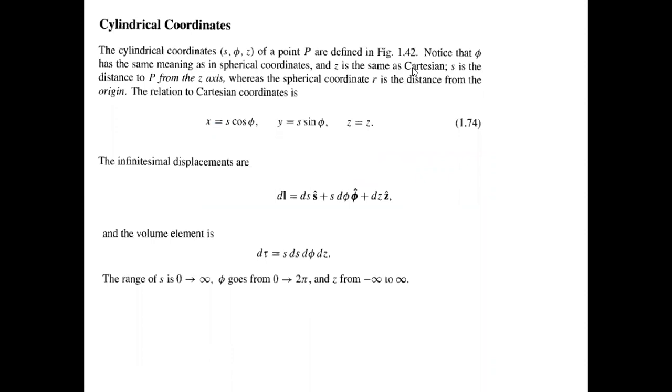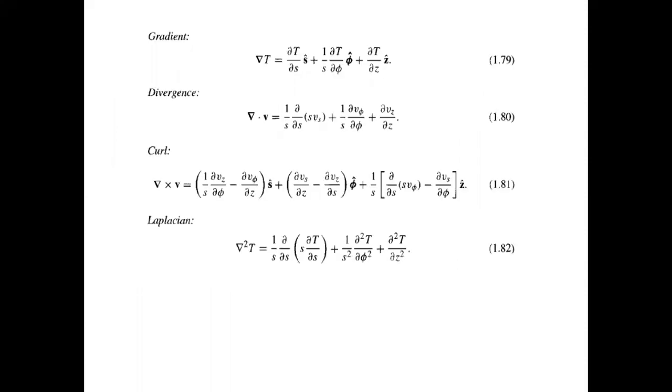Similarly, we can use cylindrical coordinates s, phi, and z. In this case, x, y, and z are given by this, and a small displacement is given, and a small volume element is also given here. The range of s is 0 to infinity, phi goes from 0 to 2 pi, and z from minus infinity to infinity. And these are the forms for gradient, divergence, curl, and Laplacian.